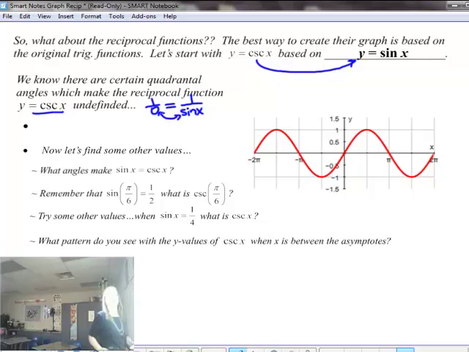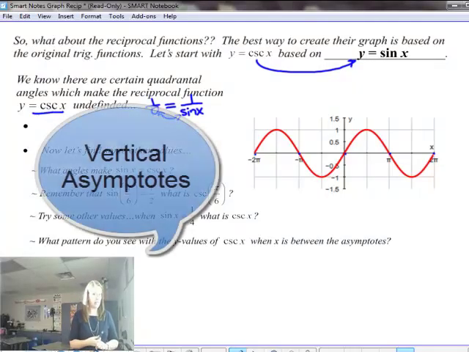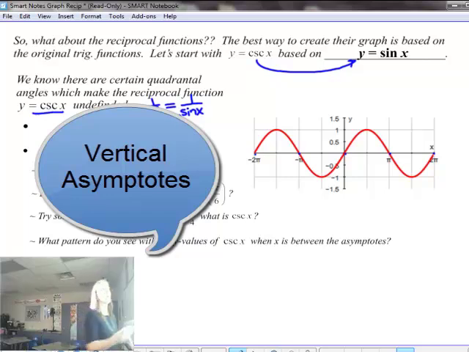question, when does the sine of x equal 0? Well, the sine of x equals 0 here, and here, and here, and there, and there. So negative 2 pi, negative pi, 0, pi, and 2 pi. And that means that every one of those blue dots, if you will, for cosecant will be a vertical asymptote, because you can't divide by 0.